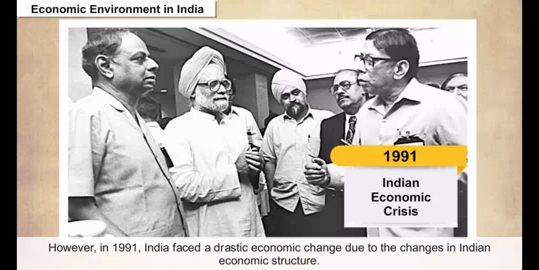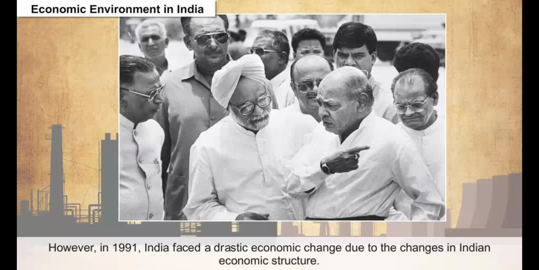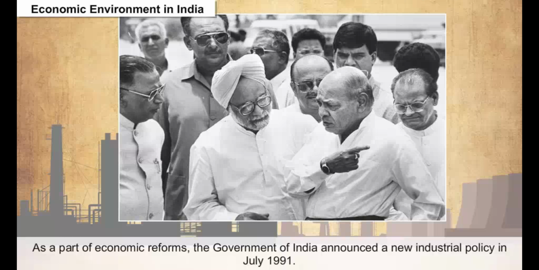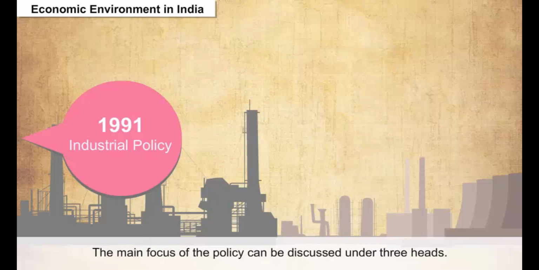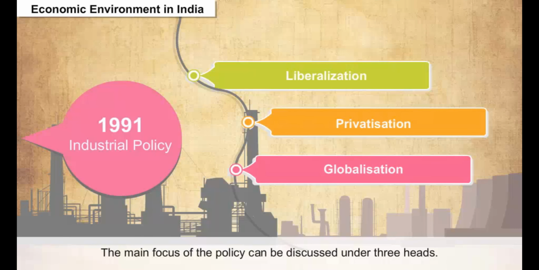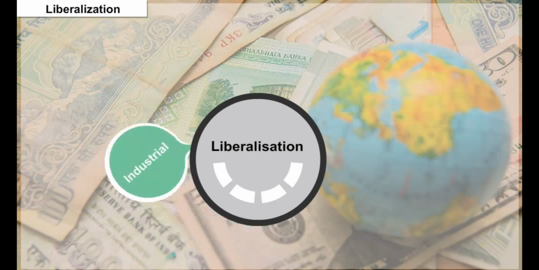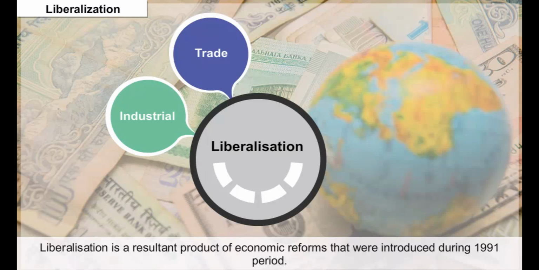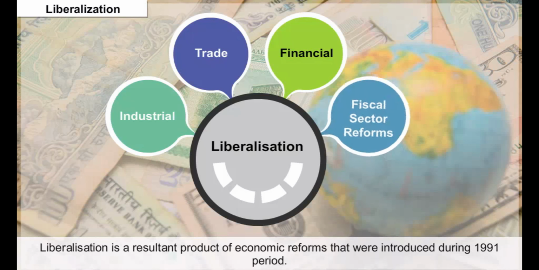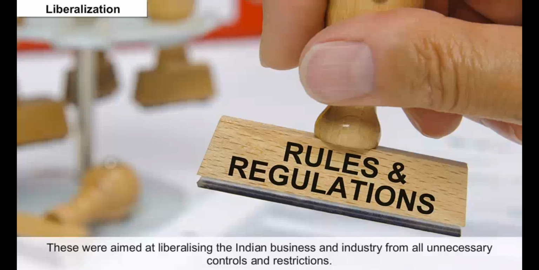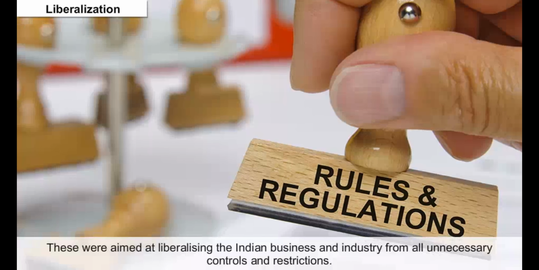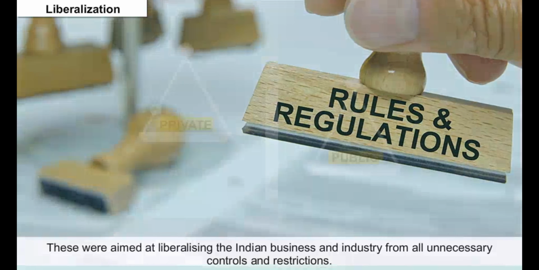However, in 1991, India faced a drastic economic change due to the changes in Indian economic structure. As a part of economic reforms, the Government of India announced a new industrial policy in July 1991. The main focus of the policy can be discussed under 3 heads. Liberalization. Liberalization is a resultant product of economic reforms that were introduced during 1991 period. These were aimed at liberalizing the Indian business and industry from all unnecessary controls and restrictions.